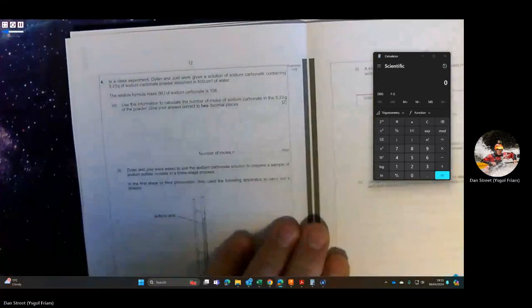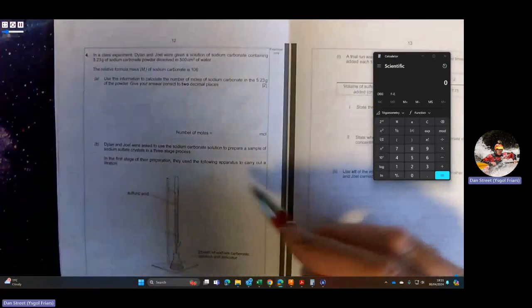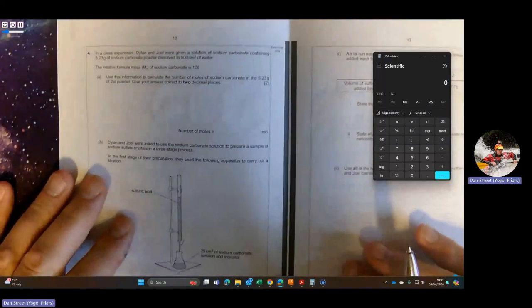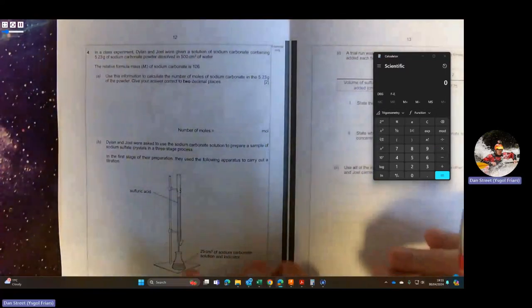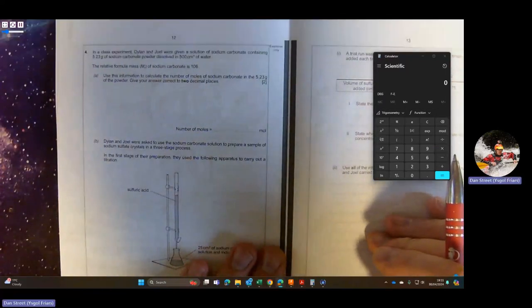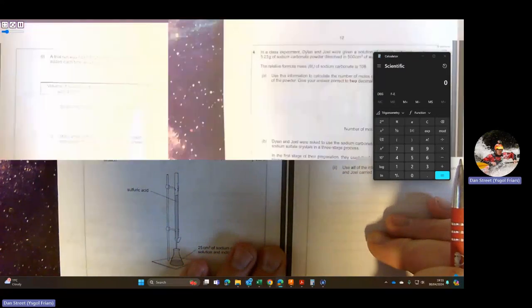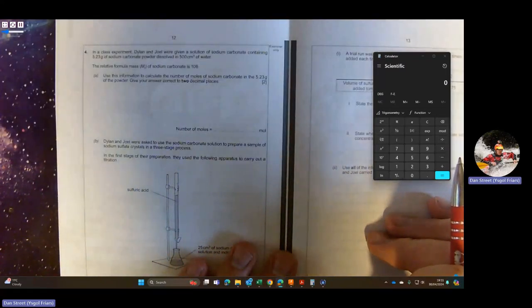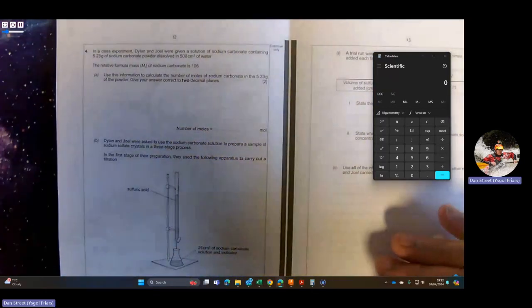Okay, number 4. Number 4 is taken from the acids and alkalis topic. You can see our friend the burette down here. In a class experiment, Dylan and Joel were given a solution of sodium carbonate containing 5.23 grams of sodium carbonate powder dissolved in 500 centimetres cubed of water. The relative formula mass for sodium carbonate is 106. Use the information to calculate the number of moles of sodium carbonate in the 5.23 grams of powder. Give your answer correct to 2 decimal places.